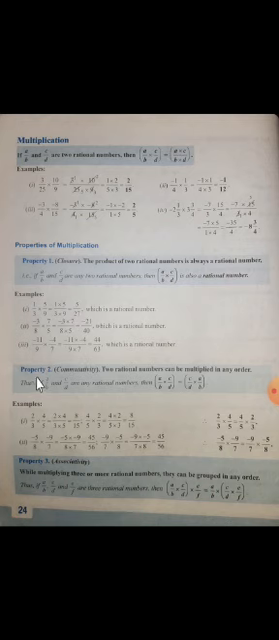Next property is the commutative property. What is a commutative property? It is also very easy. Commutative property: if we take two rational numbers and find the product of those two rational numbers, and in the second step, if we interchange the rational numbers and again find the product, in their product there will be no change. This property is known as the commutative property.